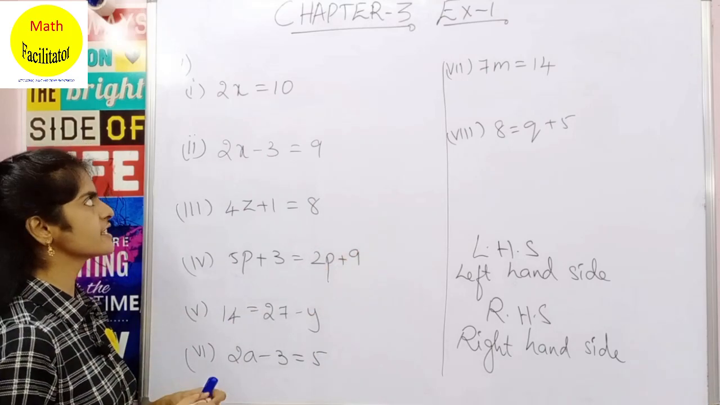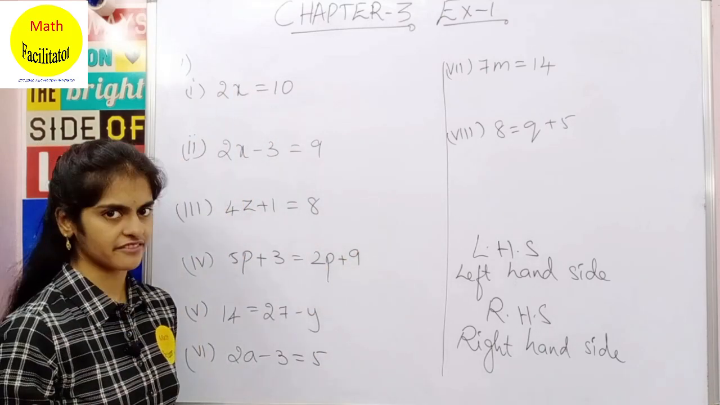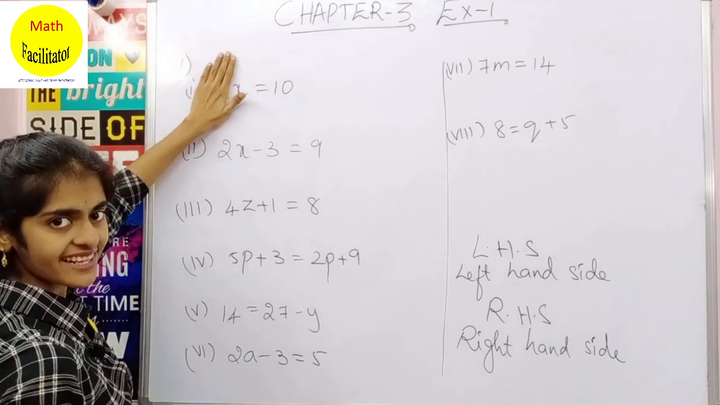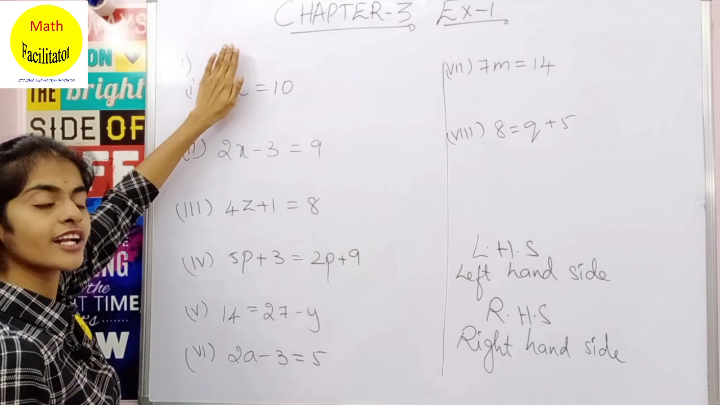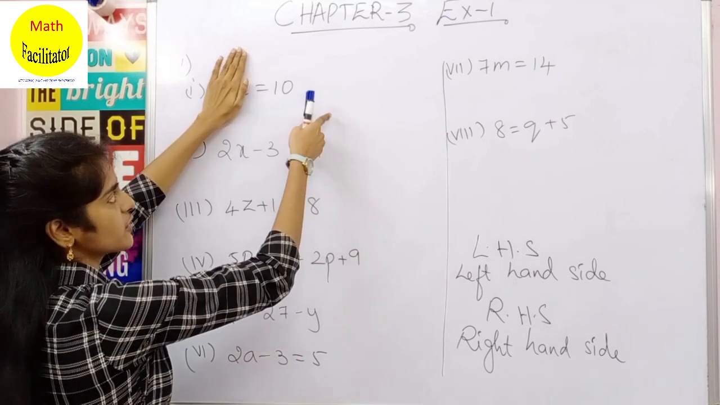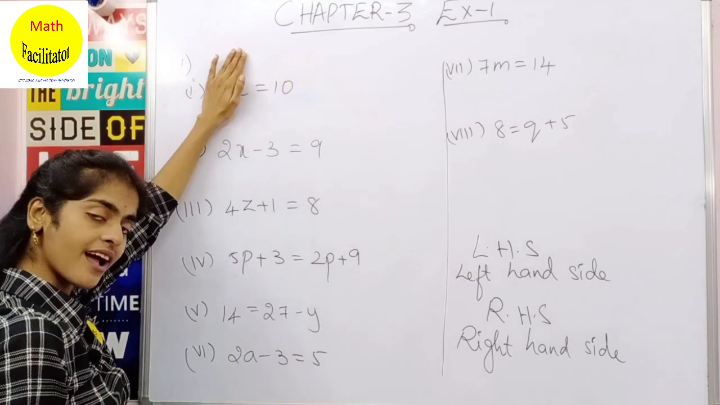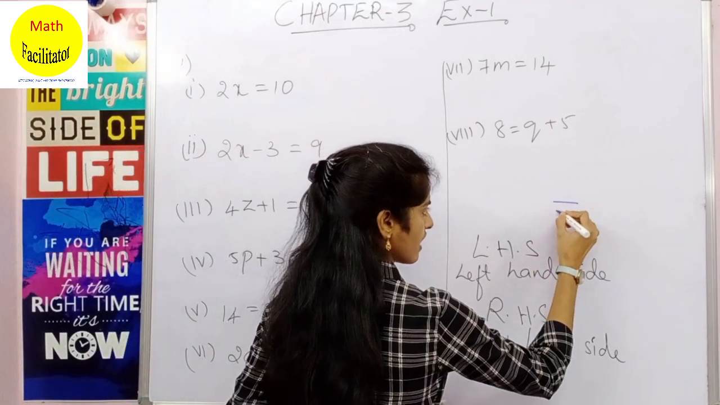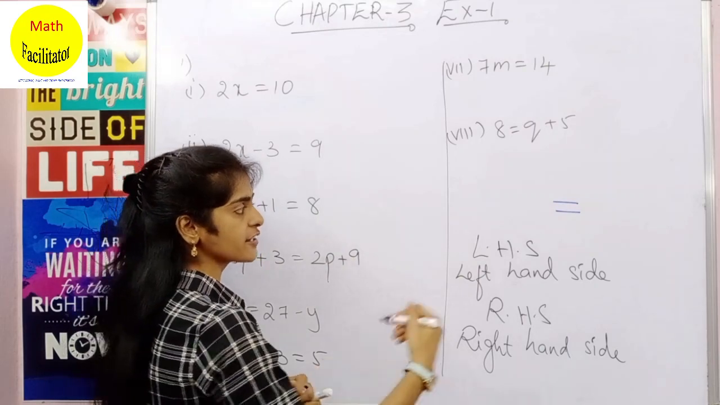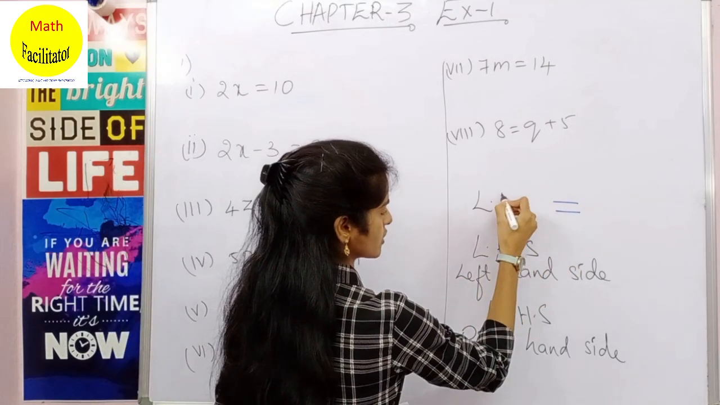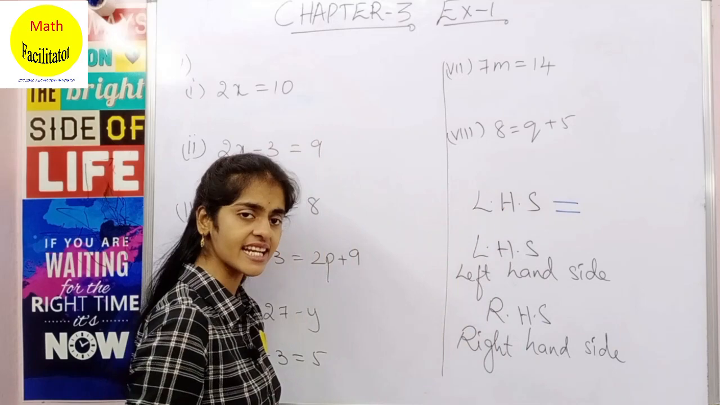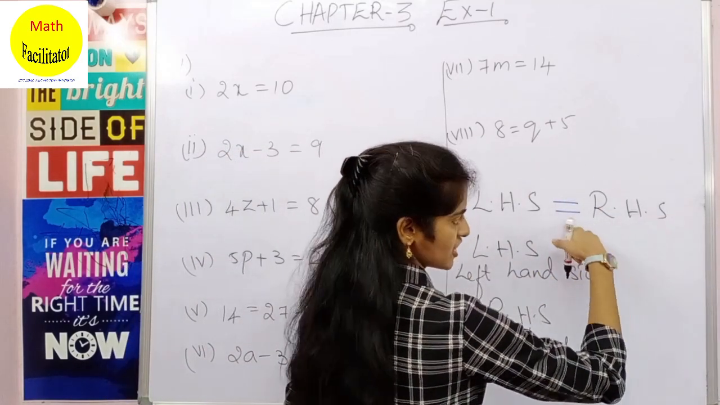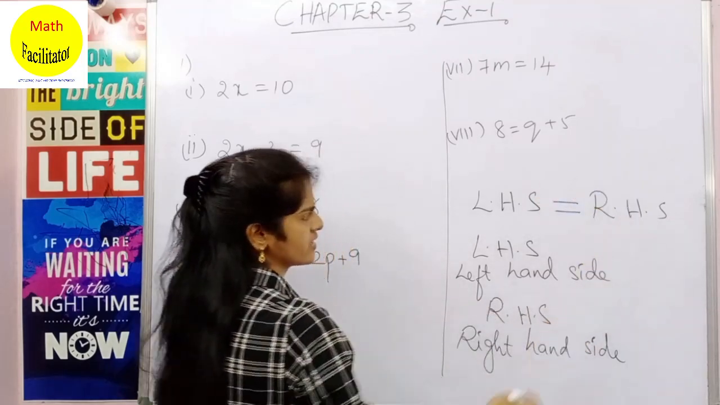As I told you, the equal to sign is the reference point. The terms which are on the left hand side of the equal to sign are called LHS, and the terms which are on the right hand side of equal to are called RHS. Clear? So if you have an equal to sign in between, the terms to the left side of equal to are called LHS, left hand side, and the terms to the right hand side of this equation are called RHS. Clear? So it is very simple.